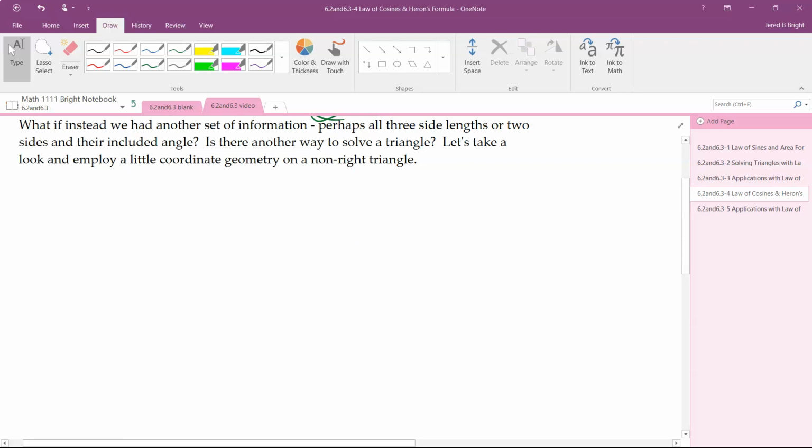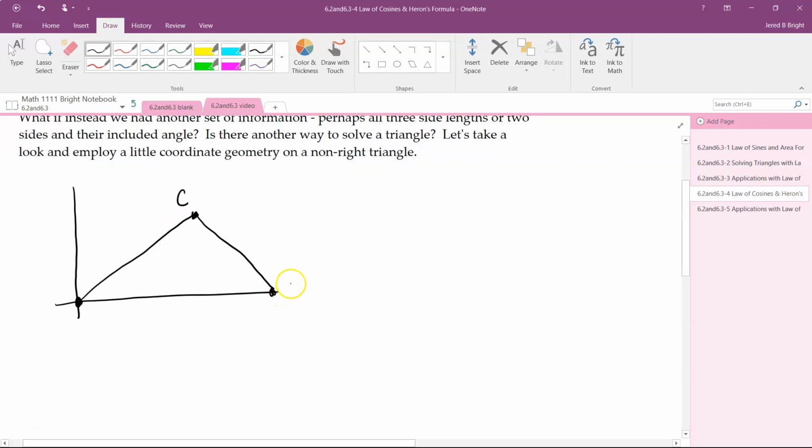What I'm going to do is look at that obtuse triangle again that we used for law of sines to prove that, and look at it this time from a coordinate geometry perspective. I'm going to put one coordinate at the origin, and then I'm going to put another coordinate here and another coordinate here. I'm going to call this point or vertex C, this is going to be vertex B, and this is going to be vertex A.